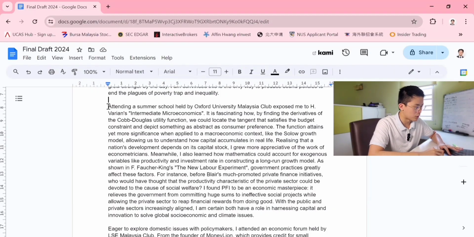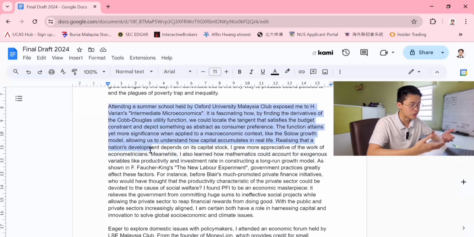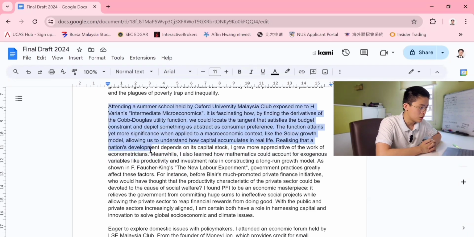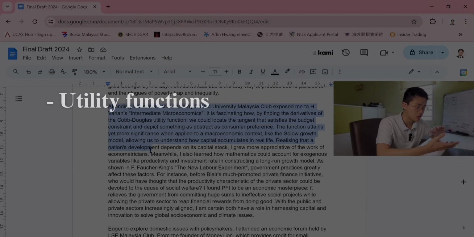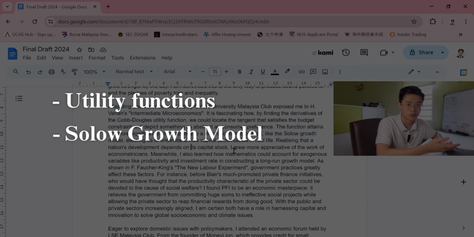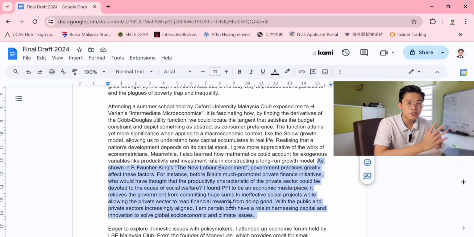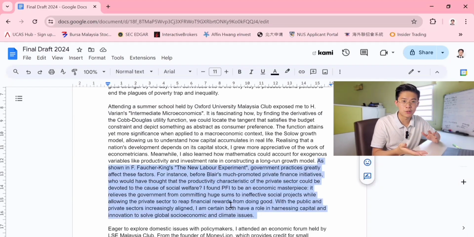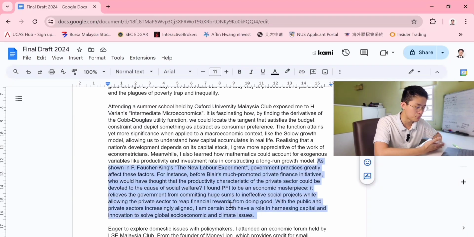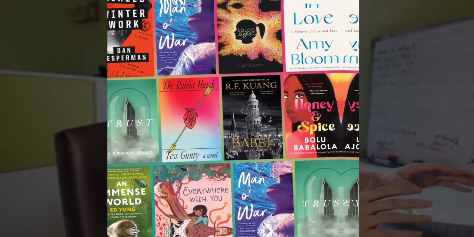The first half of the paragraph is just me talking about what I have learned when I went to these workshops. So for example, I learned about utility functions and the Solow growth model, which was part of the additional reading which I conducted at home. And the second is my additional reading. It is always good for you to include some readings that you do on your own because it shows the admission officer that you are really interested in the course and you are willing to do further readings yourself. So further reading is fine. You could include as many readings in your personal statement. There wouldn't be much of a problem.